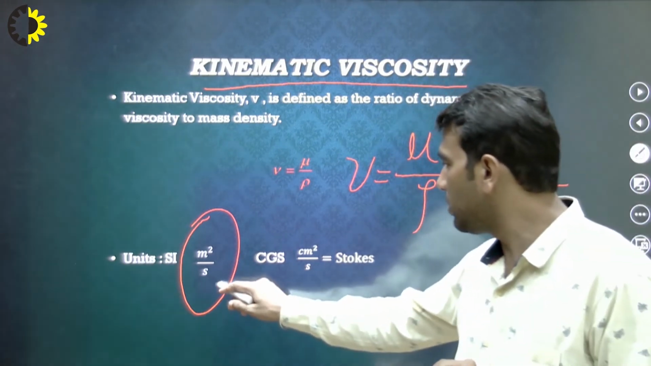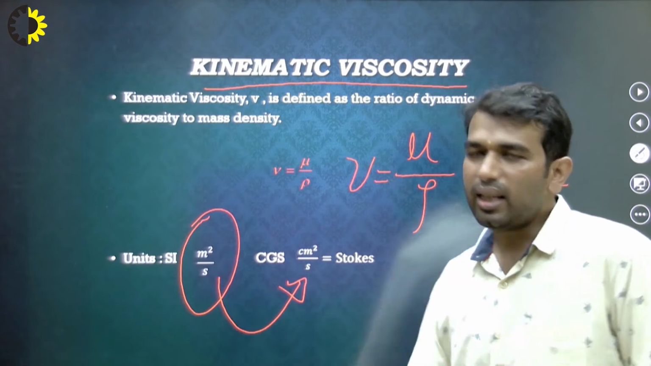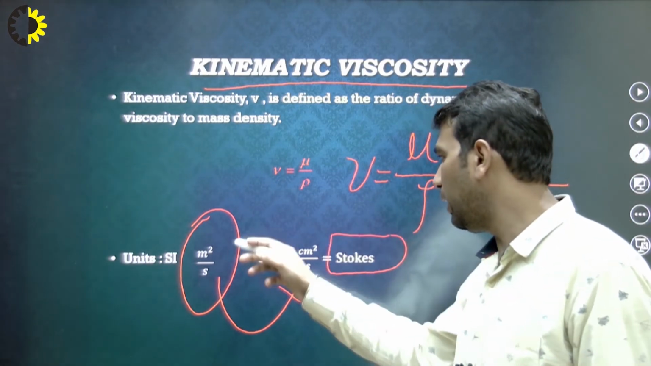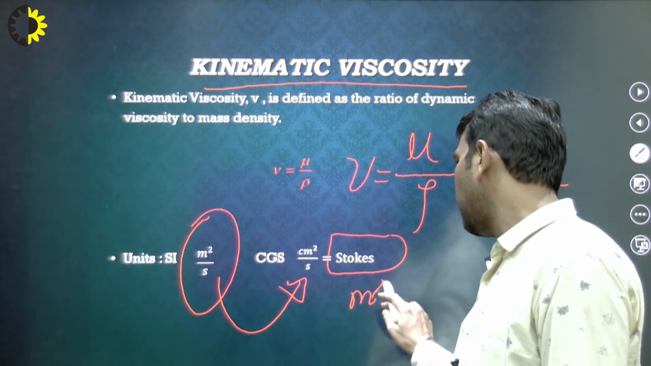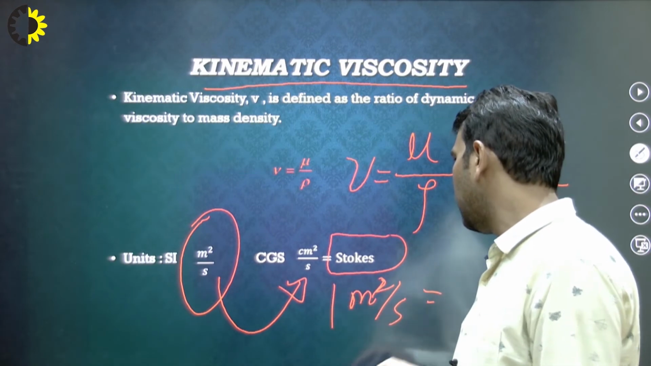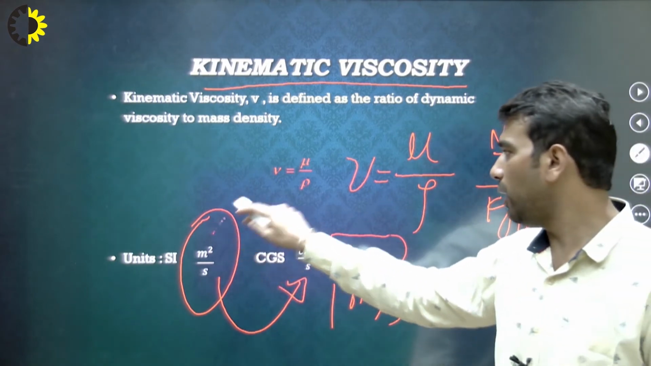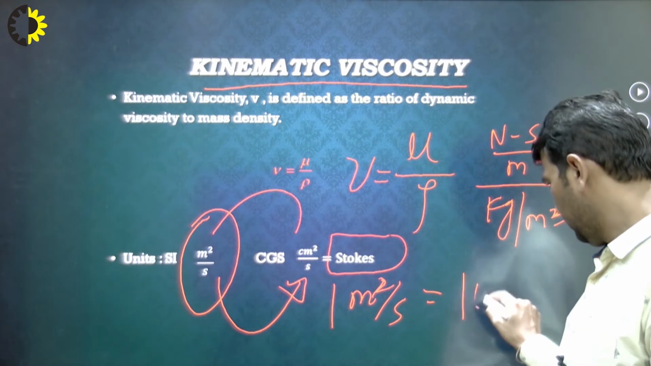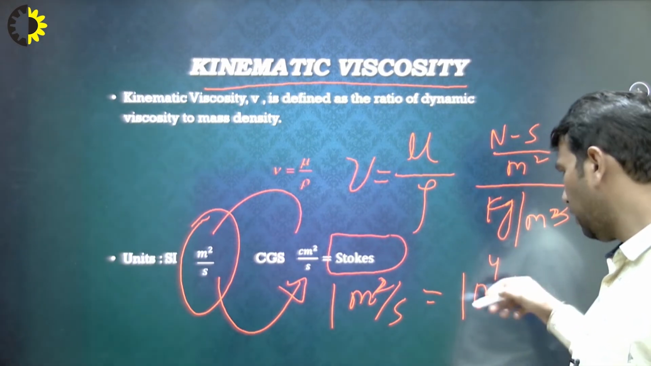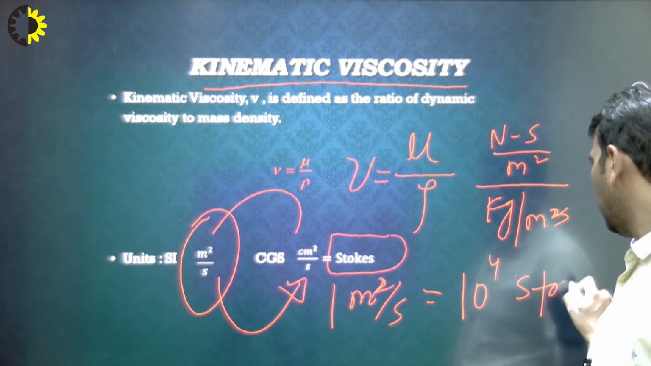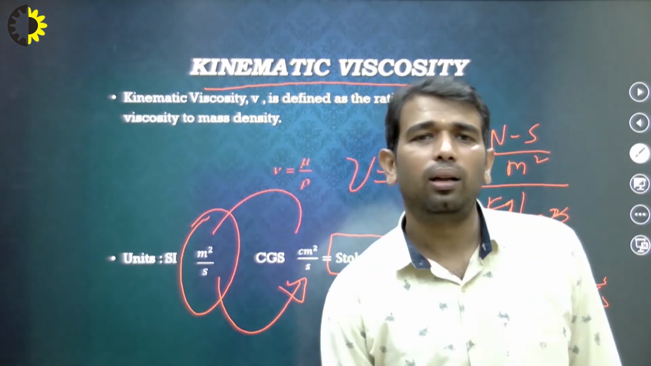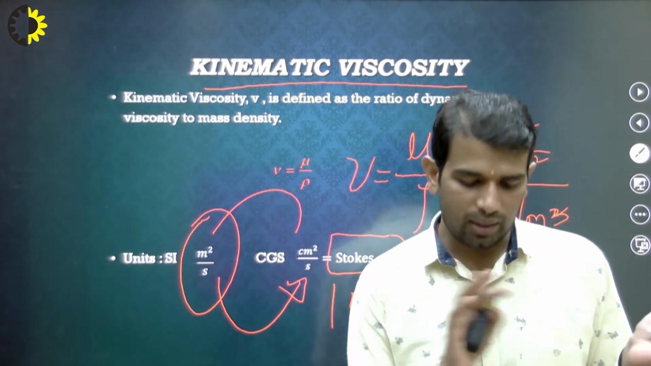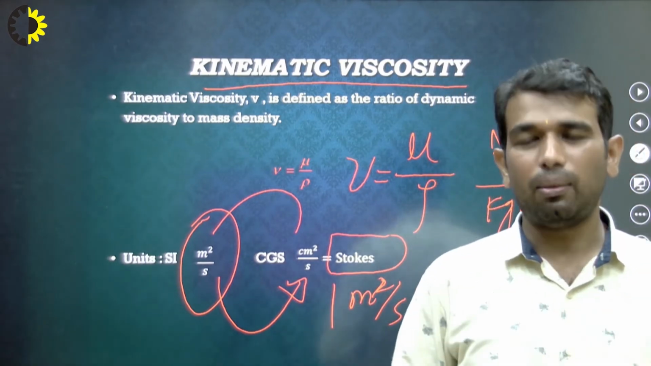If you convert this meter square per second into the CGS unit, that is centimeter square per second, and we call it Stokes. So if you relate meter square per second to the Stokes, 1 meter square per second, converting meter square into centimeter square, is 10 to the power 4 centimeter square per second. That is nothing but 10 to the power 4 Stokes. It is very simple. I explain these units so that you can have the basic conversion between them. These are very common units.